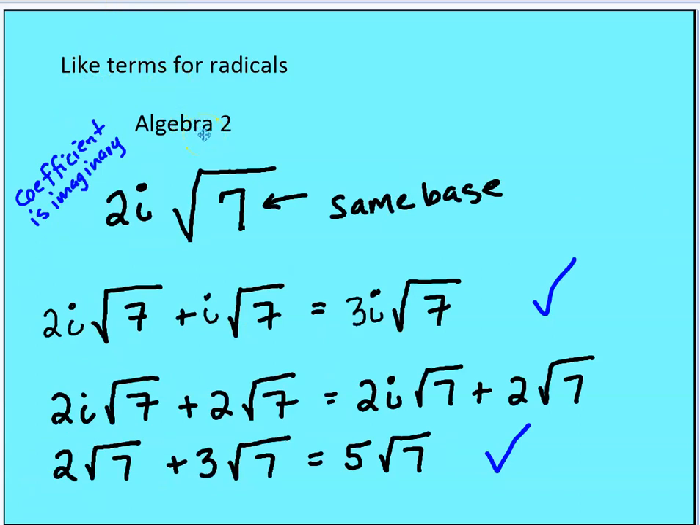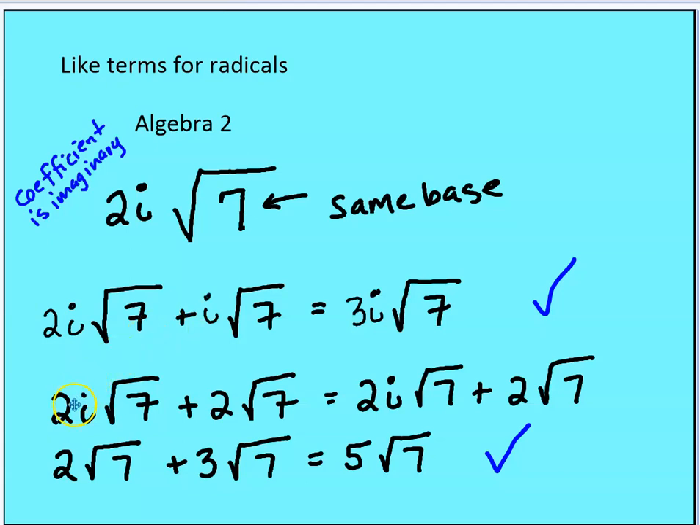Okay. If the coefficient is an imaginary number, so 2i, then I can also add that to a coefficient that's an imaginary number, right? So I can add numbers that are imaginary only, or I can add numbers that are real only, but I can't add imaginary numbers to real numbers and simplify them. I can in terms of some value, but not in terms of simplification.